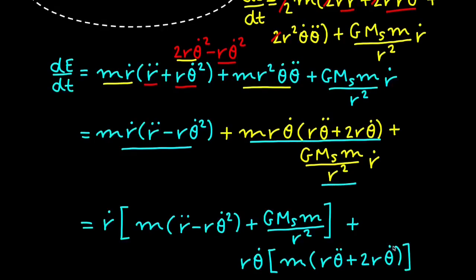So this is the acceleration in the radial direction, and this is the acceleration in the theta direction. So by Newton's second law, this expression is 0, and so is this expression. So therefore energy is conserved in an elliptical orbit.